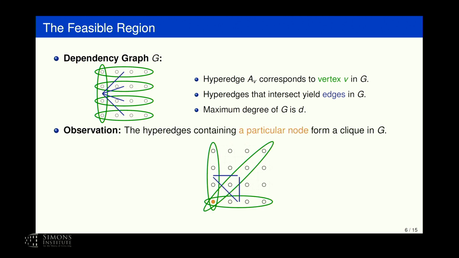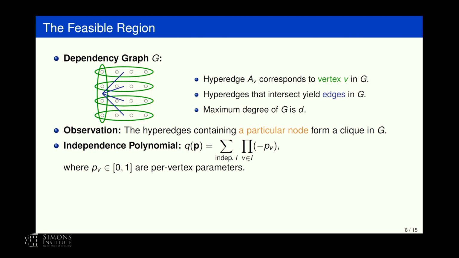Let me make one observation that we will return to later. Let's observe that if I fix a particular node in the hypergraph, let's say this node in the corner here, which is a node that we're going to color, and I look at all the hyperedges containing that node, they form a clique because of our definition of this dependency structure. So if I have these three sets, then I have a three-clique on those vertices in the dependency graph. Does that make sense? OK, remember that fact, because we will come back to it.